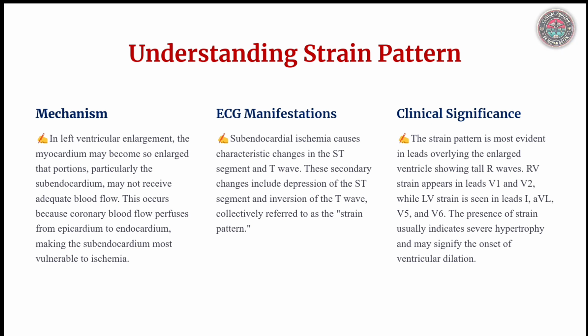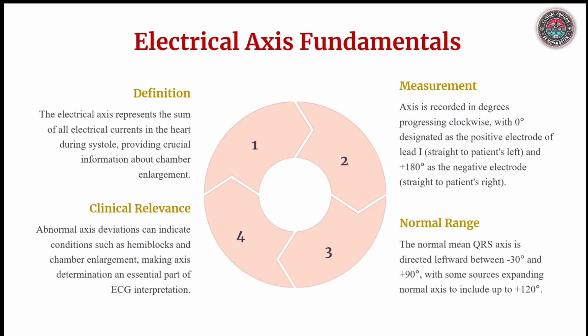Electrical axis fundamentals. The electrical axis represents the heart's overall depolarization direction. Measured via limb leads, a normal axis ranges from -30 degrees to +90 degrees. Left axis deviation suggests left ventricular hypertrophy or conduction blocks, while right axis deviation indicates right ventricular hypertrophy or right bundle branch block. Extreme deviations often signify severe conduction abnormalities.